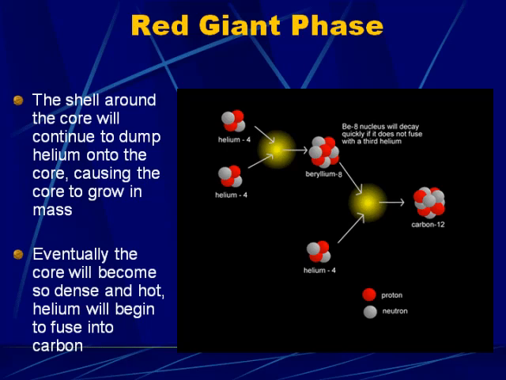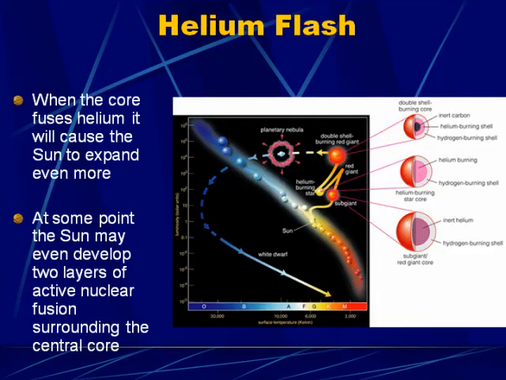Eventually, the shell around the core will continue to dump helium onto the innermost core. The shell around the core will cause the outer layers to expand even more. The sun becomes a red giant. And eventually, the core will become so dense that helium will fuse into carbon and oxygen and some other heavy materials. This will cause the sun to initially shrink back down, and then it'll begin to grow again.